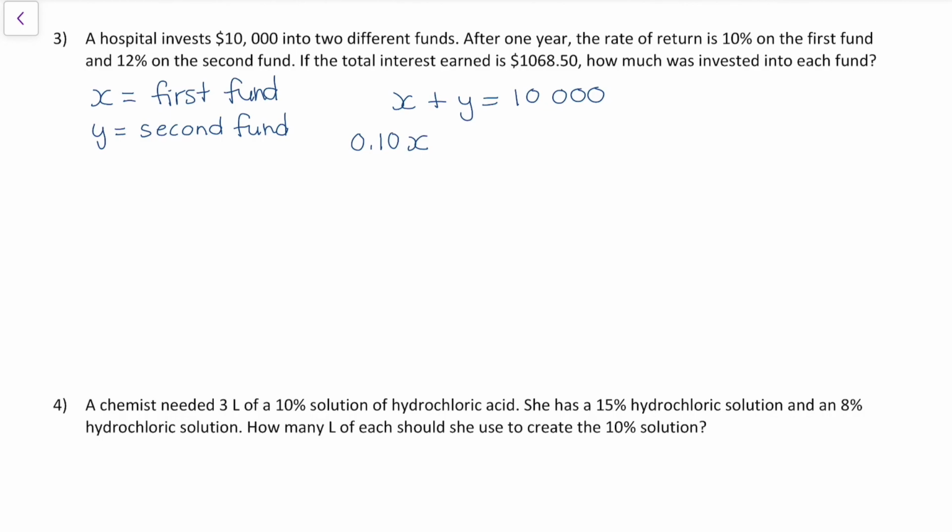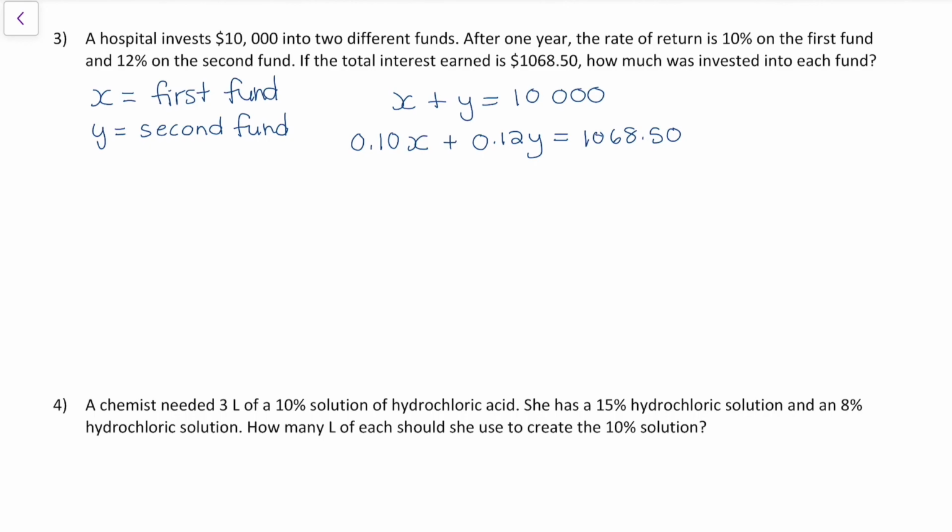And I'm adding that to 12% on the second fund. And it's telling me my total interest earned is $1,068.50. So I'm using those percentages as a decimal. You could also use it as 10 over 100 or 12 over 100 if you wanted to use it as a fraction. But we can't just use 10 and 12 because that would 10 times the amount I invested, which is not accurate when we're looking at interest.